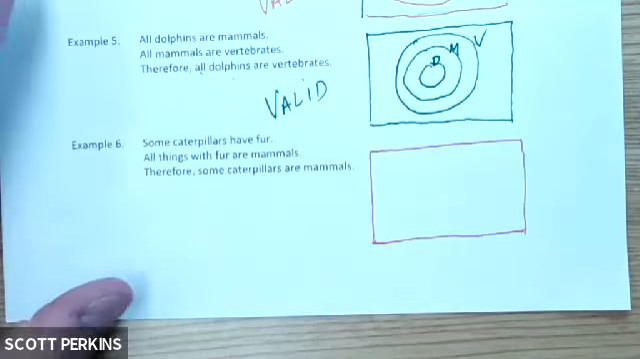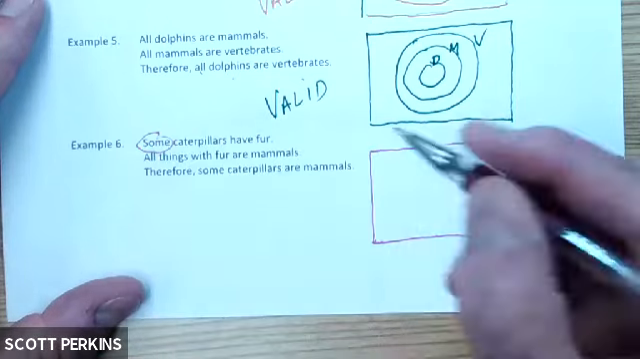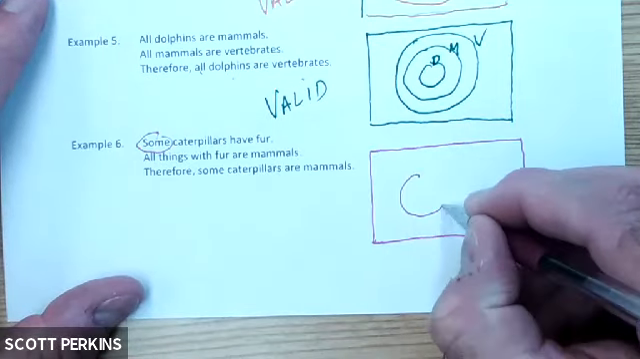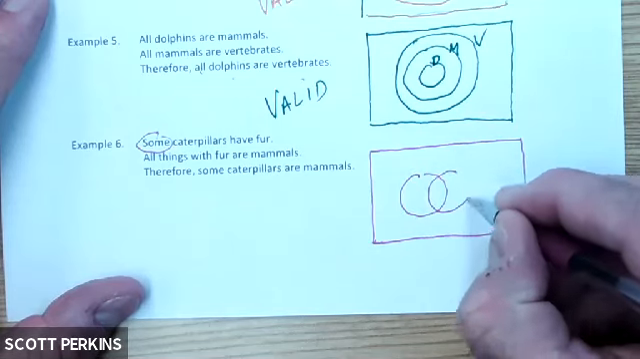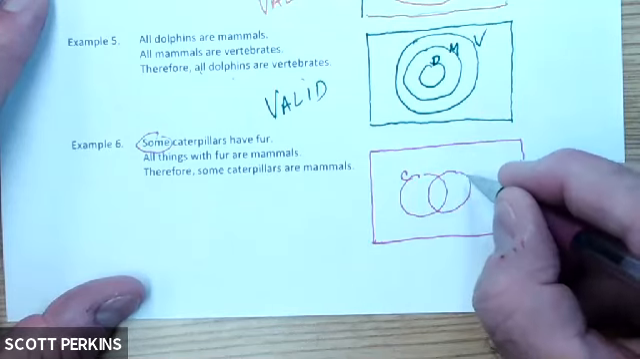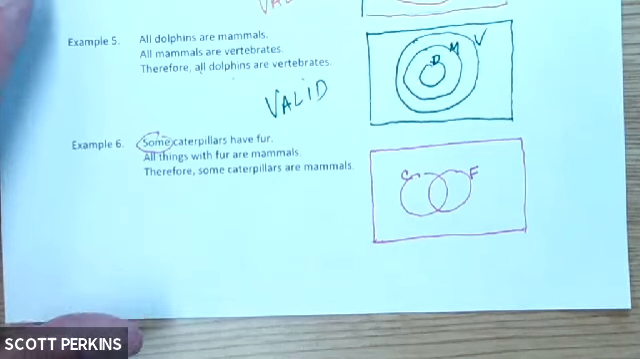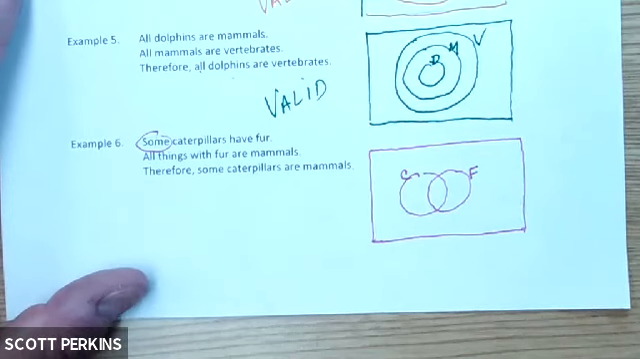All right, so the first one says some caterpillars have fur. So that quantitative means that I'm going to have 2 circles that overlap. So here's my caterpillar circle. Here's my things that have fur circle. Okay. The next one says it's an all statement.